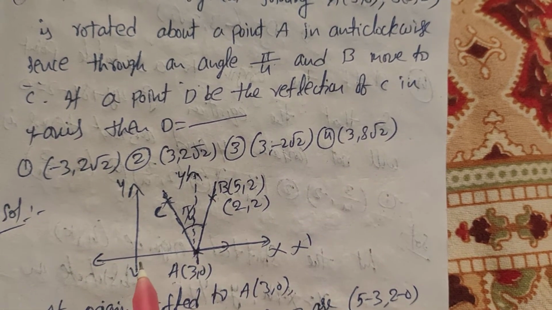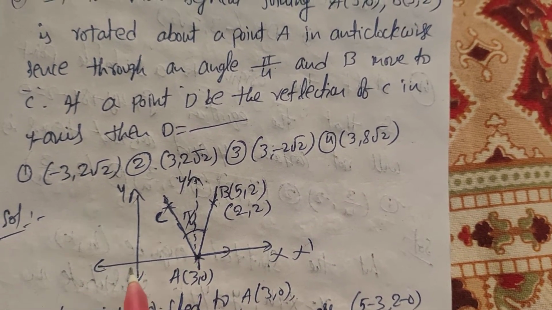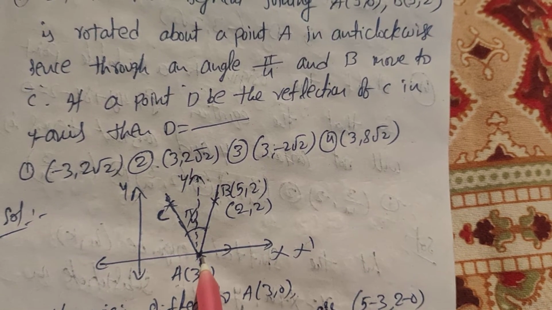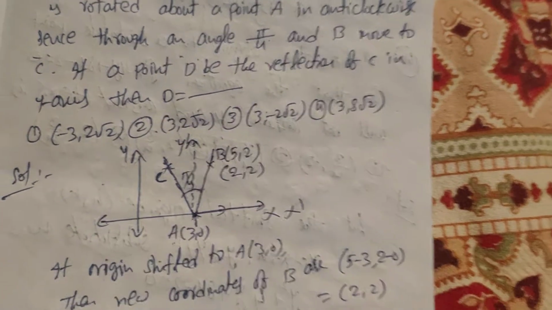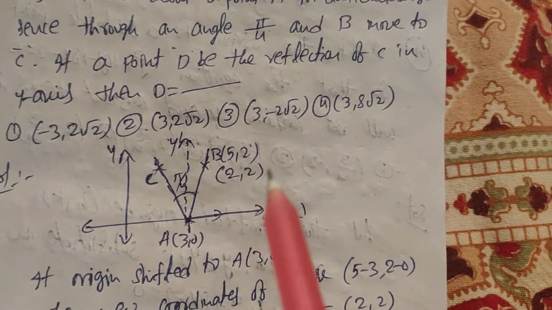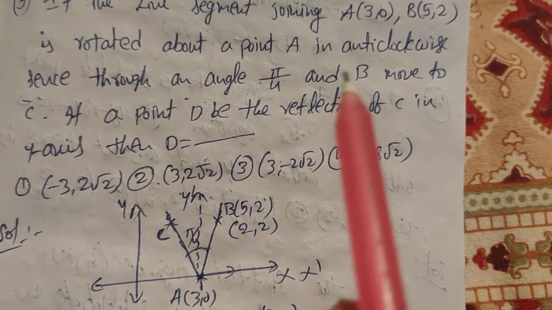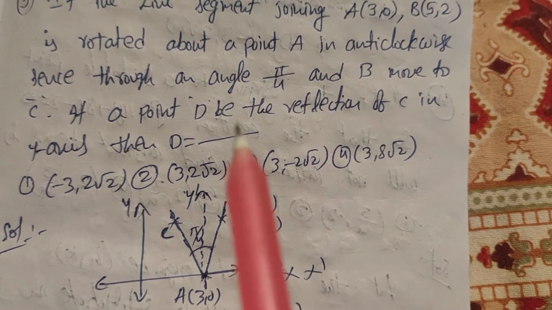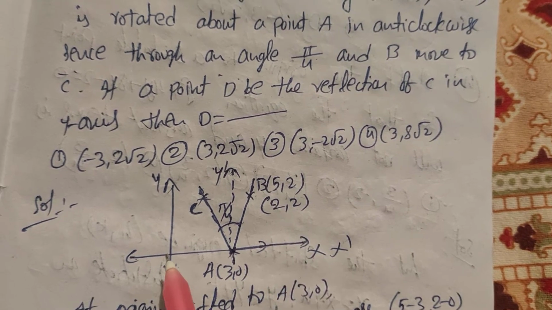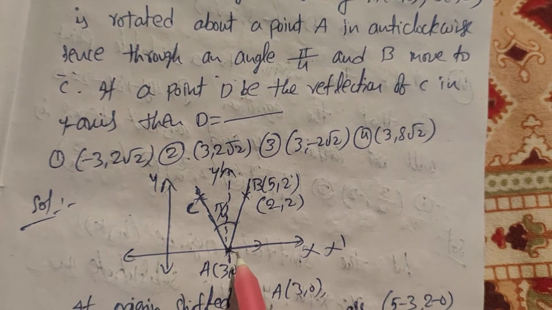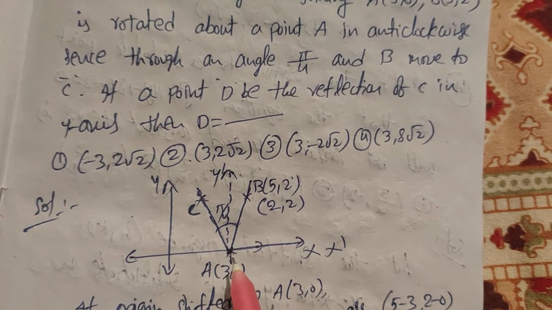So first we have to translate the origin to this point A(3, 0). After that you apply the formula. Rotation about anti-clockwise means we have to take clockwise sense, and clockwise sense means we have to take anti-clockwise sense. First, you translate the origin to A(3, 0). First, that is important.